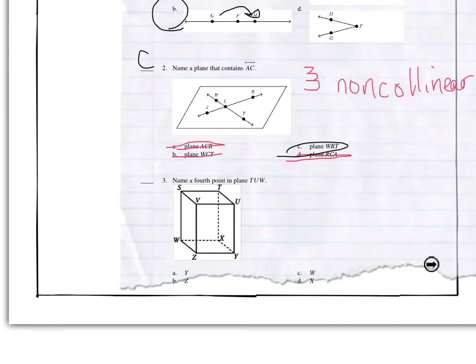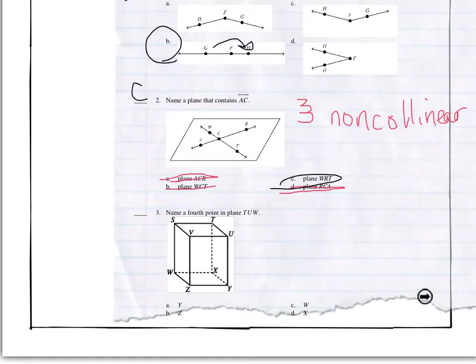Last question on this sheet, number 3. Name a 4th point in the plane TUV. I'm going to take red here, and I'm going to draw this plane. There's T, there's U, and there's W. If we connect these and want to make a plane here, we actually could form a plane with Z. That's why we're using point Z here, and our answer is B.